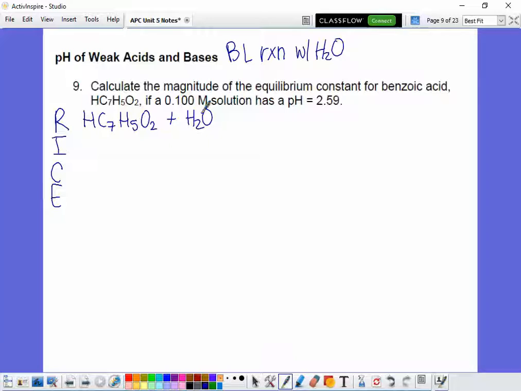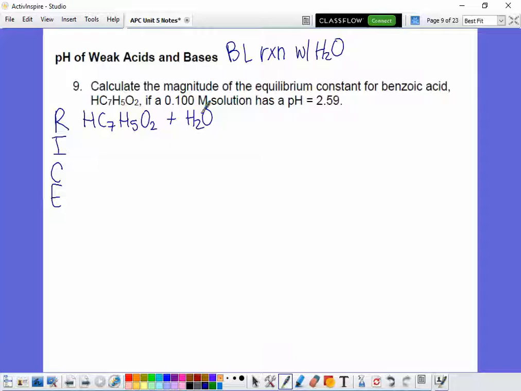I'm not going to be asking you for the equilibrium constant of a strong acid or base. That's a good way to know. Also, let's treat this for a moment as if it were a strong acid. What would the pH be if it were a strong acid? Can we calculate it? Wouldn't it just be negative log of 0.1, the concentration? What is negative log of 0.1? It's not 2.59. It's 1.